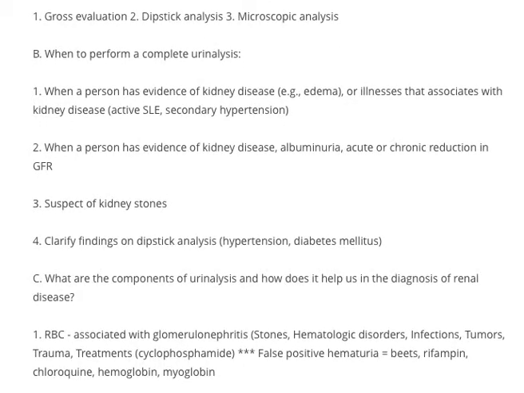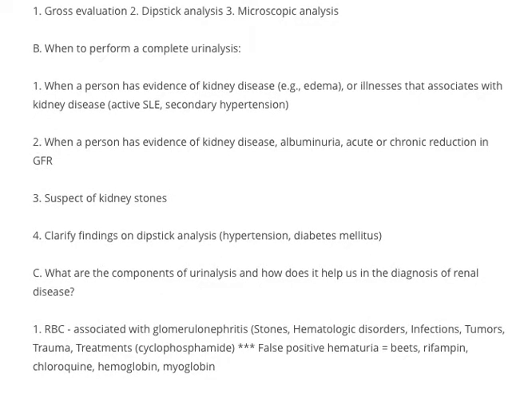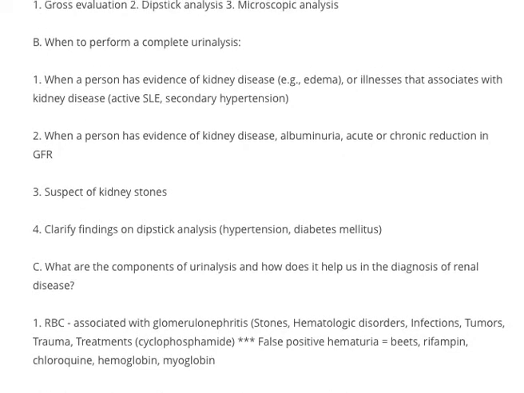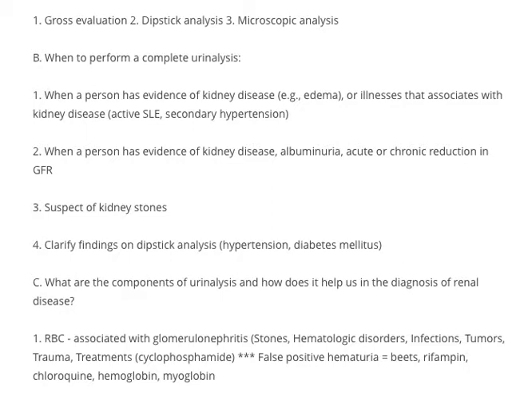In the urine dipstick analysis, we will be able to find the urine protein, the urine red blood cell, urine white blood cell, the urine nitrates, urine leukoesterase, and in microscopic analysis, we'll be able to find the cast, such as red blood cell cast, white blood cell cast, eosinophil cast, and other types of cast.